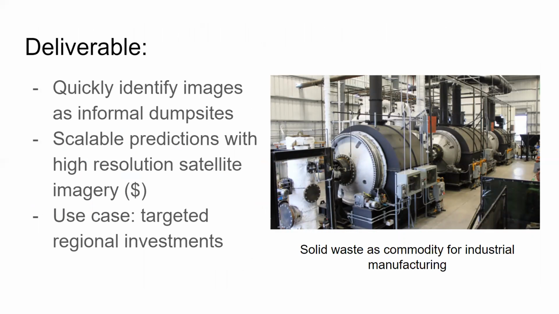The deliverable from this project is being able to quickly identify images as informal dump sites, and the ability to scale this prediction model to a planetary scale using high-resolution satellite imagery. One use case is to make a targeted regional investment. For example, the manufacturing facility shown here on the right uses plastic solid waste as input to produce petrol alternatives, but this requires an economy of scale of over 30 tons of trash per month. In order to make this business profitable, the owners of this manufacturing facility would be able to identify informal dump sites in the region and optimize the location of this recycling center.